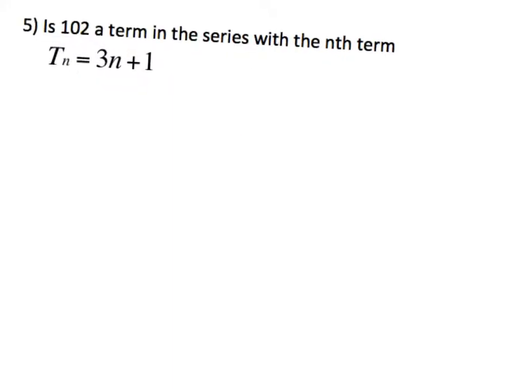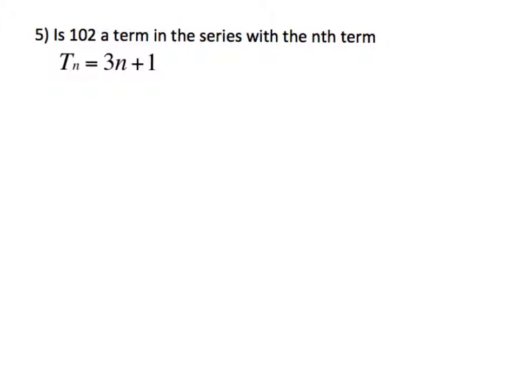Number 5, halfway through the examples. Is 102 a term in the series with the nth term, Tn equals 3n plus 1? So remember n is an integer. So n represents, if it's the first term, n represents 1. If it's the second term, n represents 2.